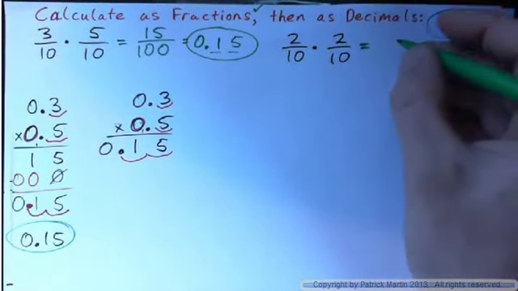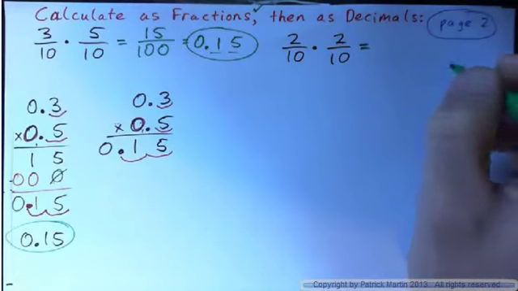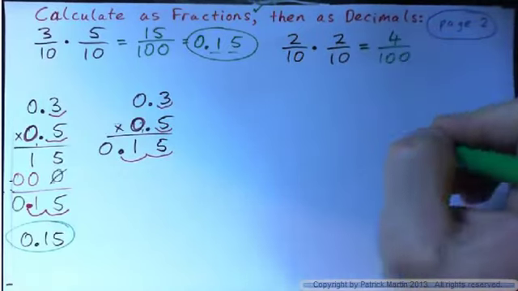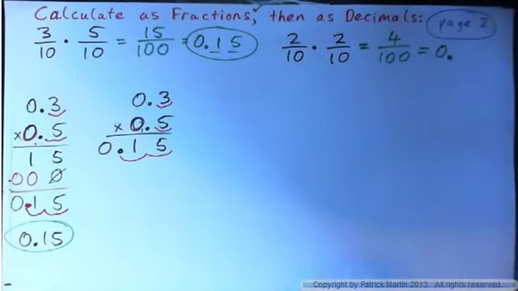So as a fraction, you've got, write down the answer. 2 times 2, 4 over 10 times 10, 100. Yep. Now what's that as a decimal? 0. Point what? 4 hundredths. That's 4 hundredths. Remember your cheat sheet.